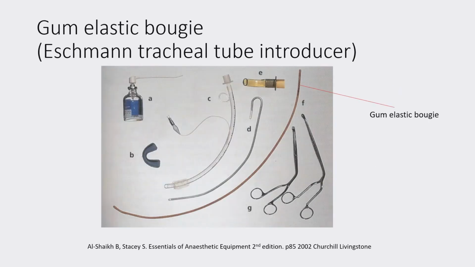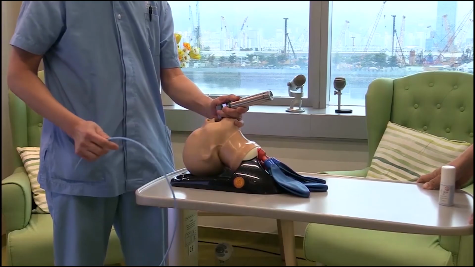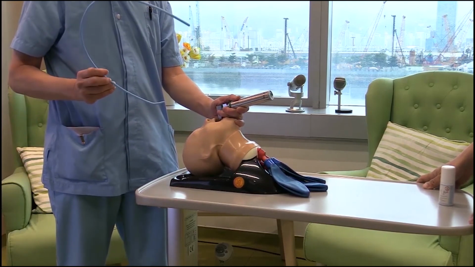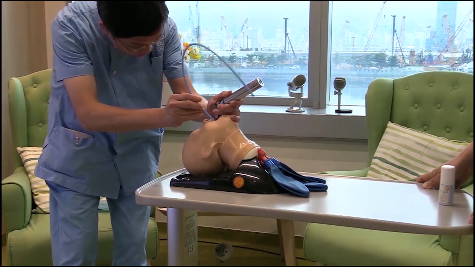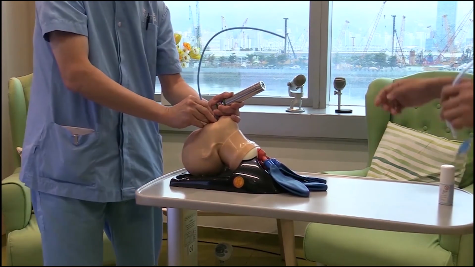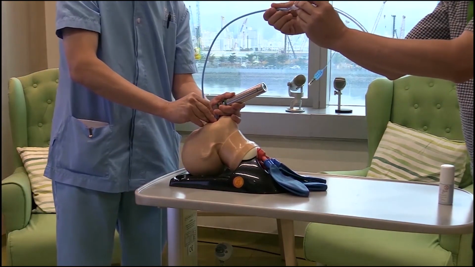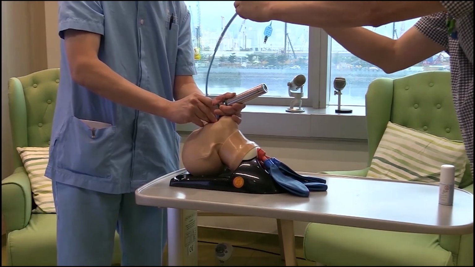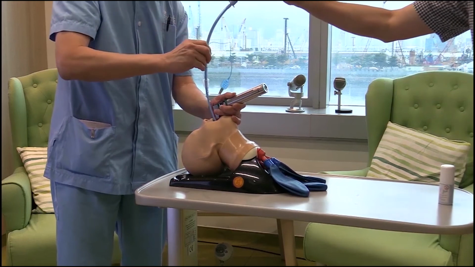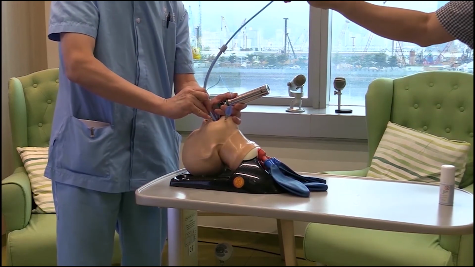The next equipment is the gum elastic bougie. The use of the gum elastic bougie is like this. We insert the laryngoscope and then insert the bougie into the trachea, and then we ask our assistant to load the ET tube, and then we slide the ET tube along the bougie.